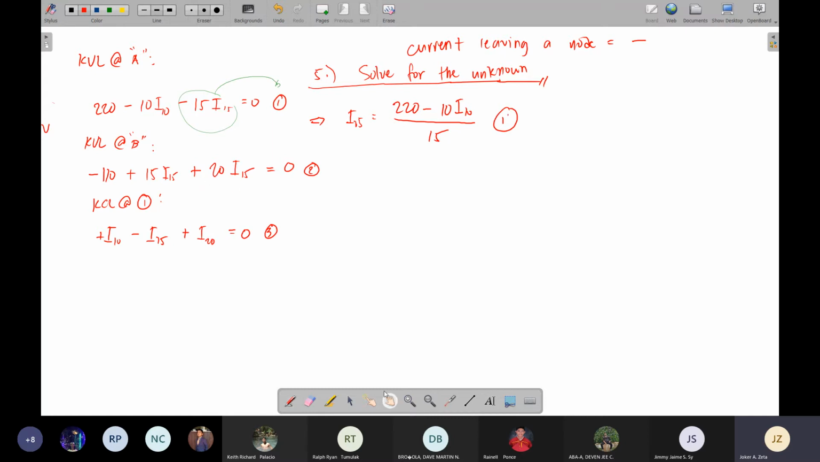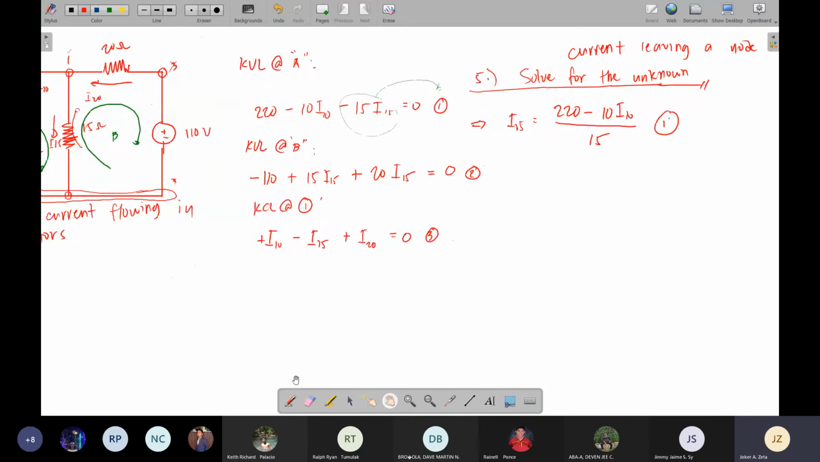Oh, it's all I15 again. I20 is the other one. This should be I20. Okay, I20 now. So for this one, how about in terms of I10? Oh, that's wrong. So let's make I10 in terms of the other. Other way around. Delete.